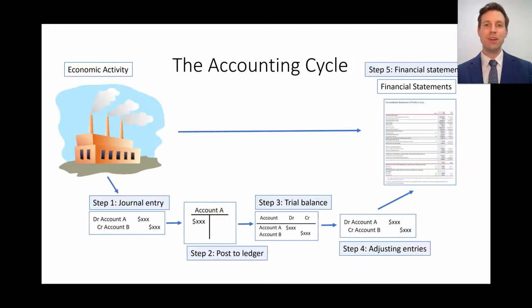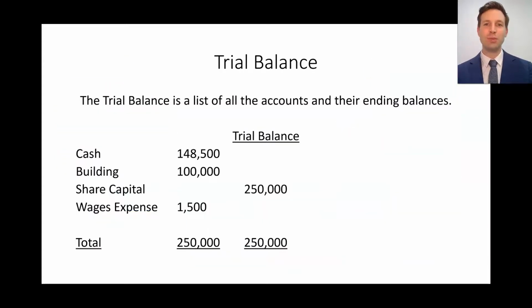Step 3 is to create a trial balance. The trial balance is quite simple. We're going to list every account that the business has. For our example here, our business has a cash, building, share capital, and wages expense account. And we list the total or closing balance from each of those accounts, T account or ledger. So we have 4 accounts here and we have each of their balances.